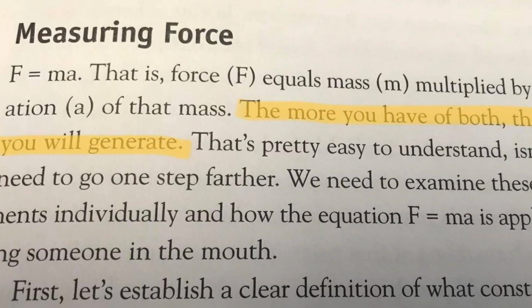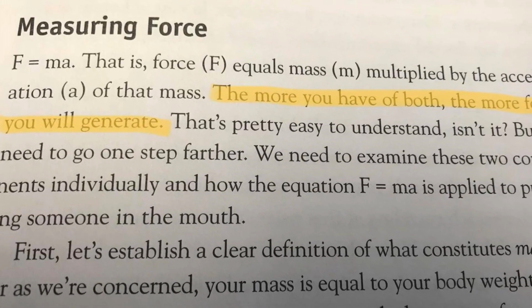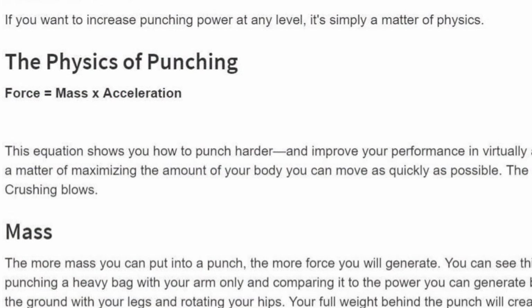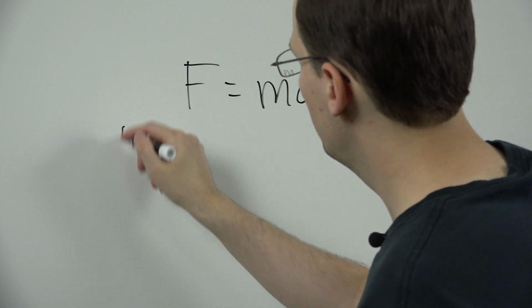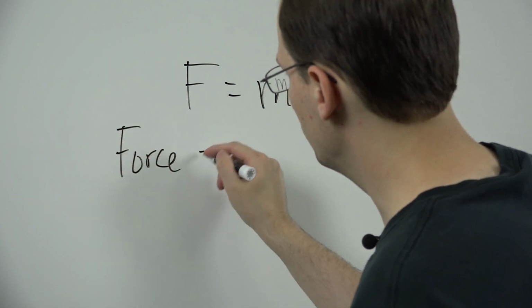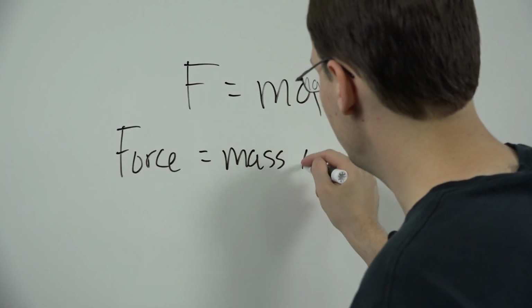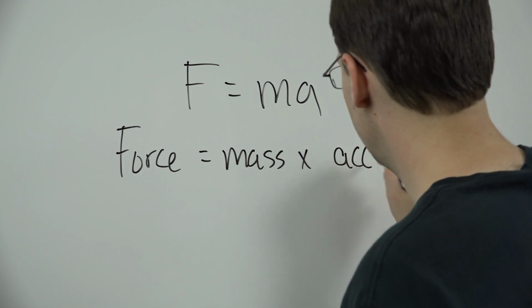There's one physics equation that martial artists mess up more than any other. In fact, I've seen this equation misrepresented in books. I've seen it misinterpreted online. What is this equation I'm talking about? Well, it's none other than F equals ma, or force equals mass times acceleration.